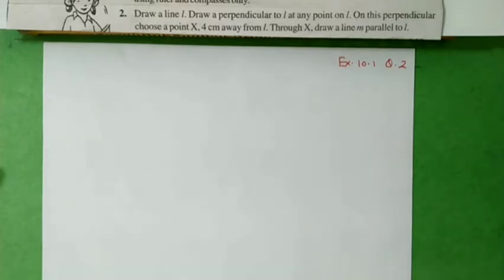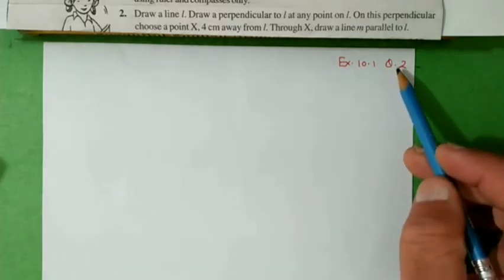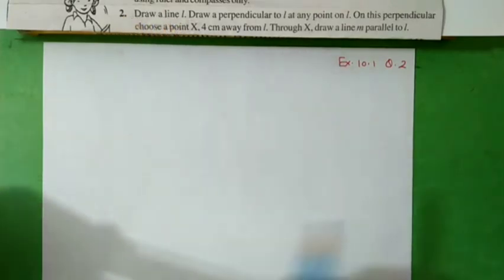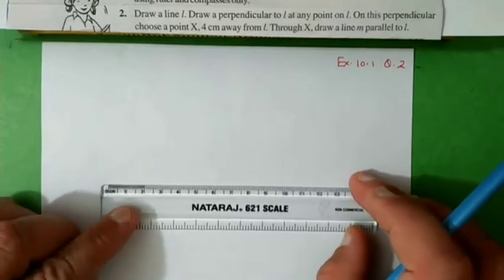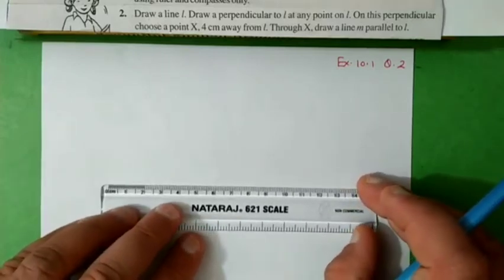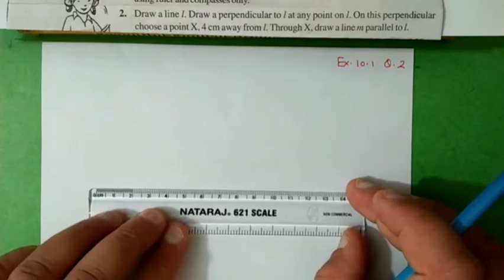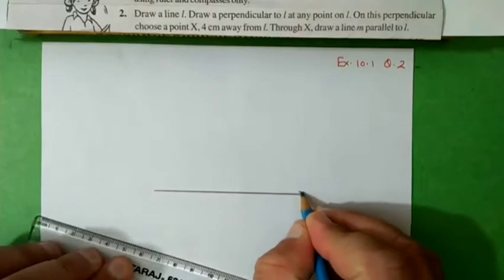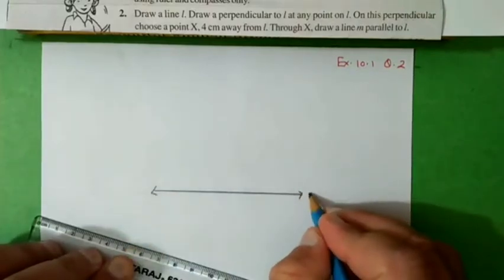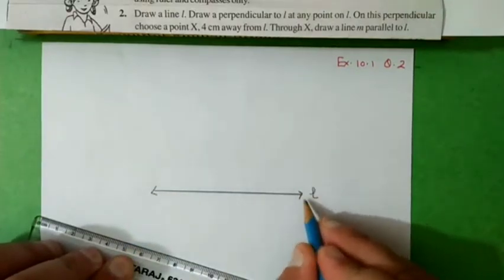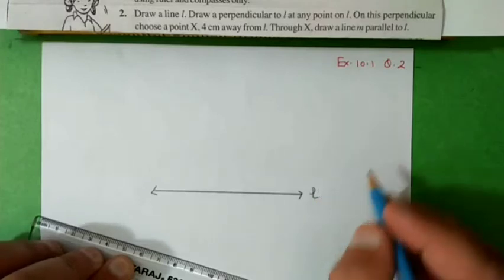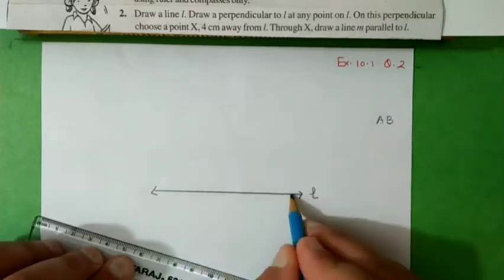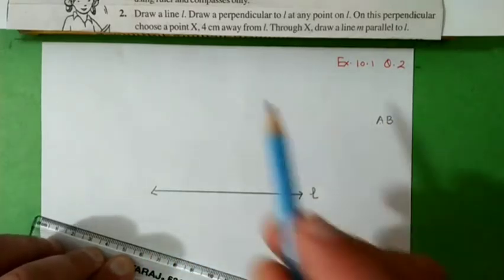Now exercise 10.1, question number 2. Draw a line L. Okay, so I will draw a line L. So we will read one sentence at a time and we will follow that sentence. So with the help of ruler and pencil, I will draw line L here and I will name that line L. Okay, so you can see this. Now A, B, I will put the names here to show the segment on this line.